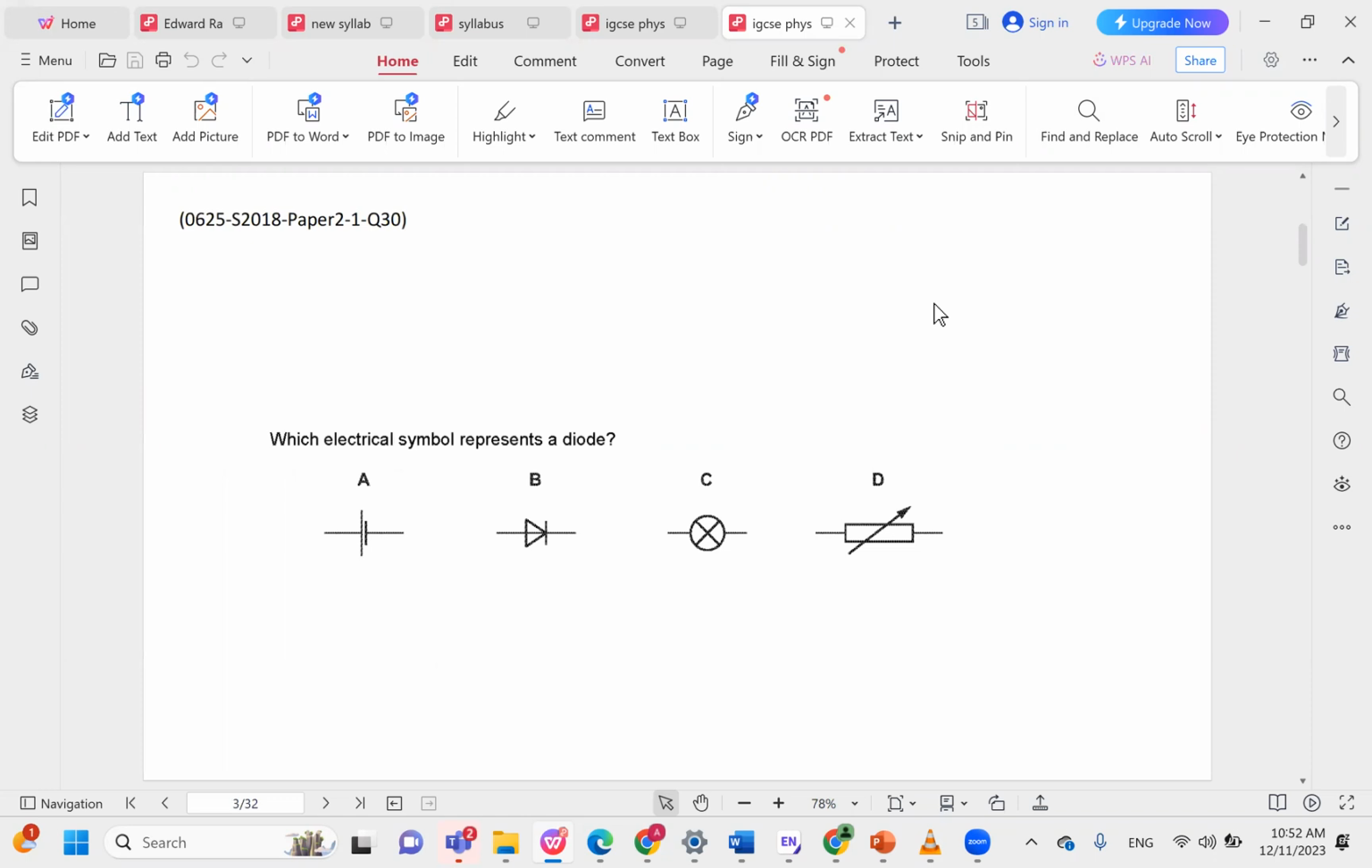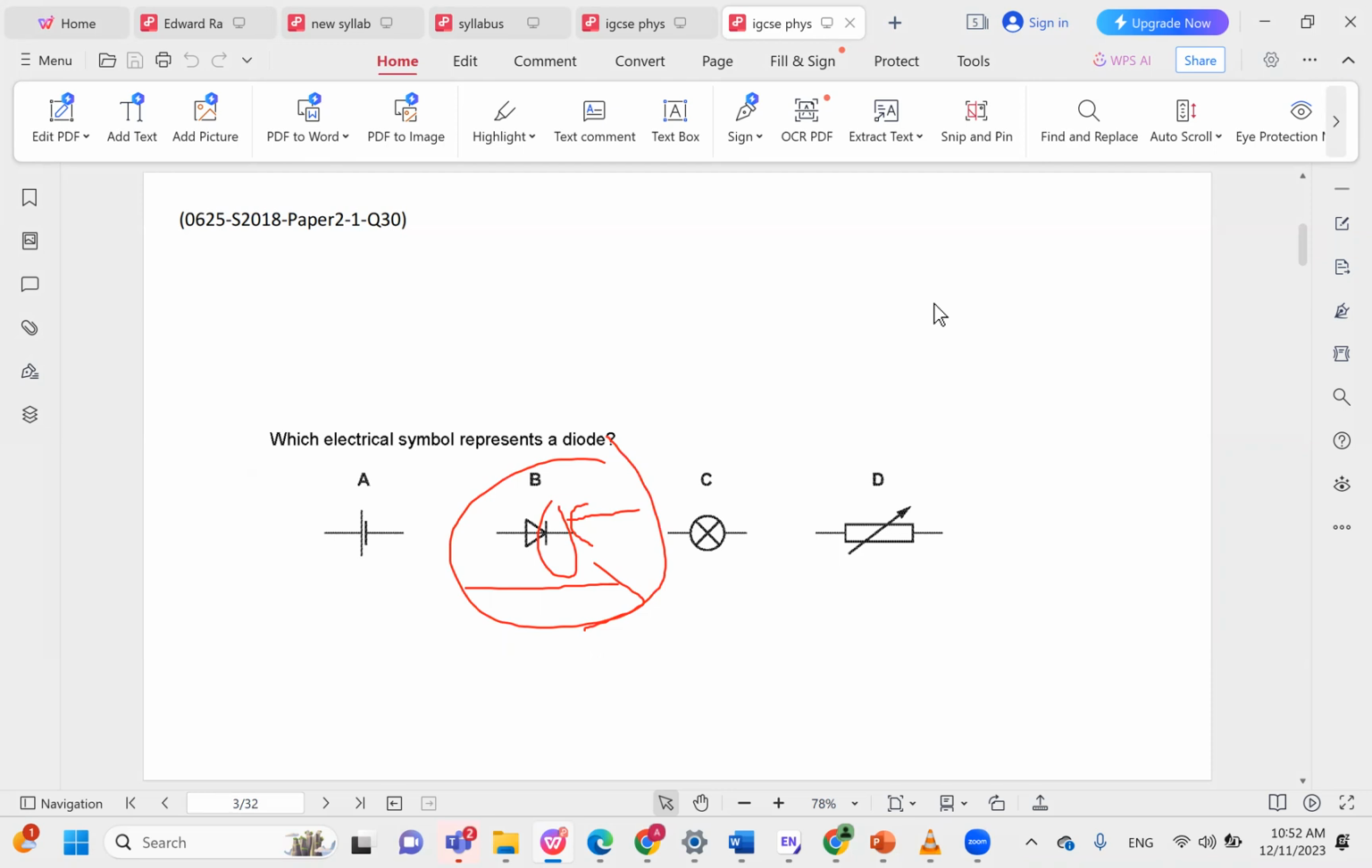Which electrical symbol represents a diode? A diode is basically a device that allows current to pass in one direction, but blocks it if it passes in the other direction. So this, of course, is the diagram of the diode, and it represents what the diode does. Here, if the current goes from left to right, it's allowed. If it goes from right to left, it's blocked.